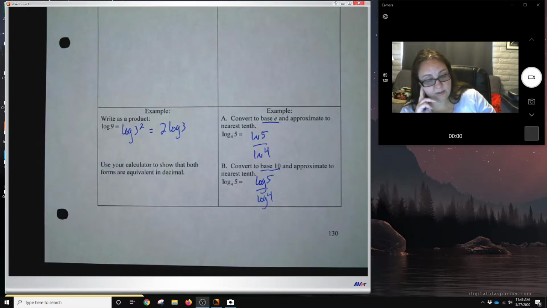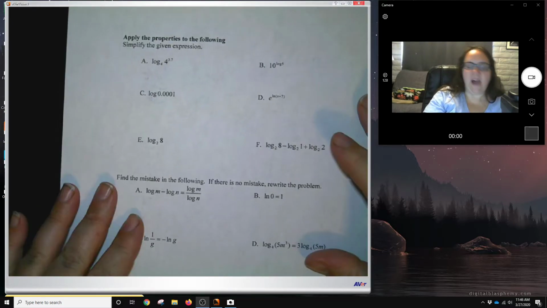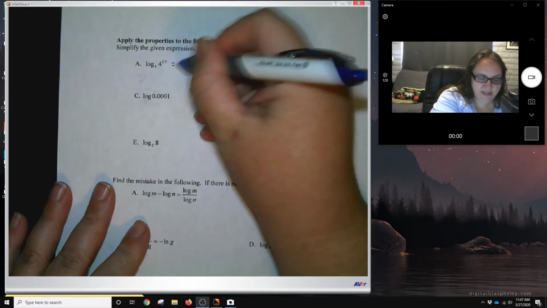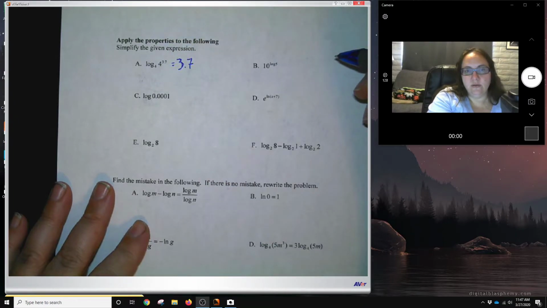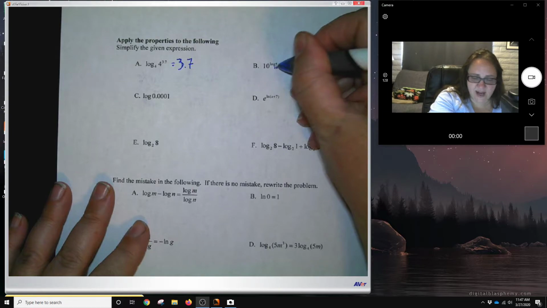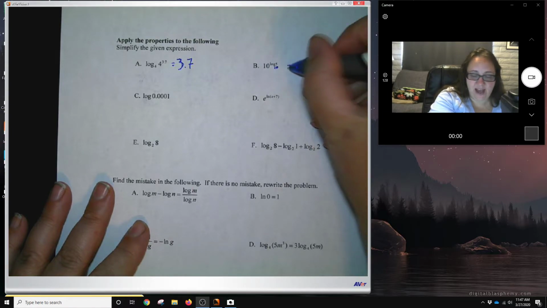Okay, so here, if I have log base 4 of 4 to the 3.7, that is just 3.7. Remember we said when there is no base written, the base is 10. So this is the same as log base 10 of 5. So 10 to the log base 10 of 5 is just 5.